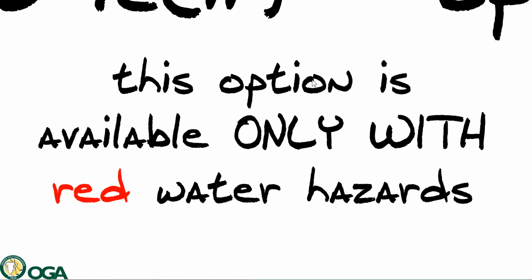This option, just like the one previously, the club length options are only available for red marked water hazards. If you cross into a yellow marked water hazard, you cannot measure club lengths when you're taking relief.